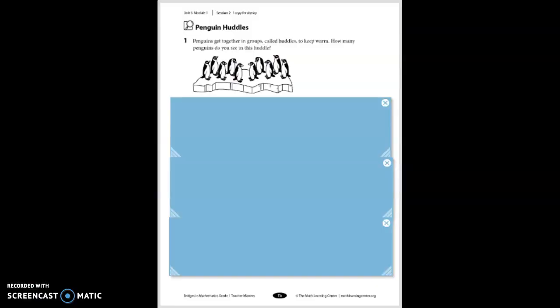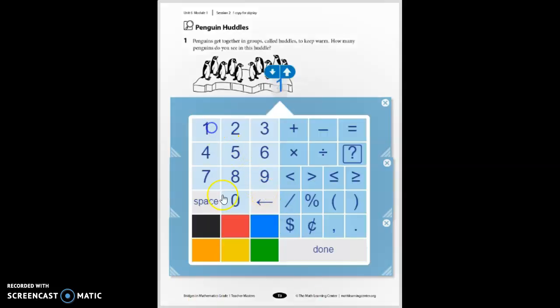So here we are on our form, penguin huddles. Penguins get in groups called huddles to keep warm. How many penguins do you see in this huddle? How many penguins do you notice in that huddle? Let's check. 1, 2, 3, 4, 5, 6, 7, 8, 9, 10 penguins. There are 10 penguins there.